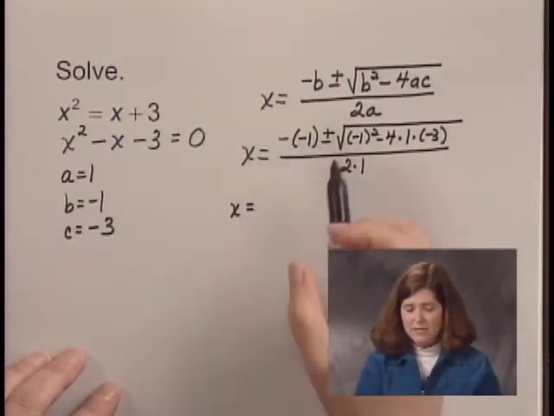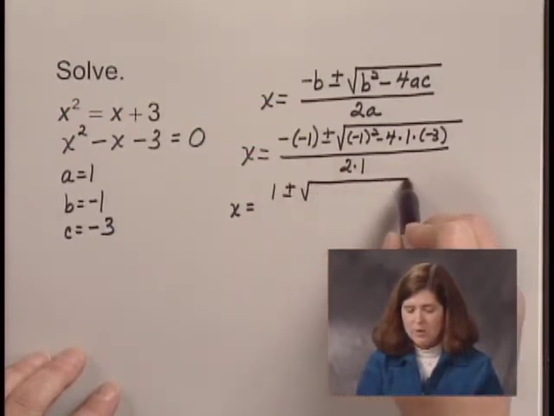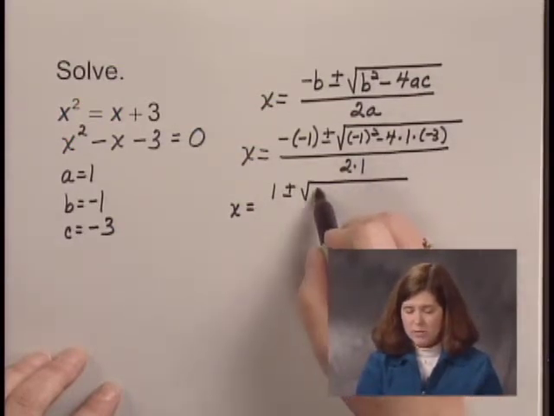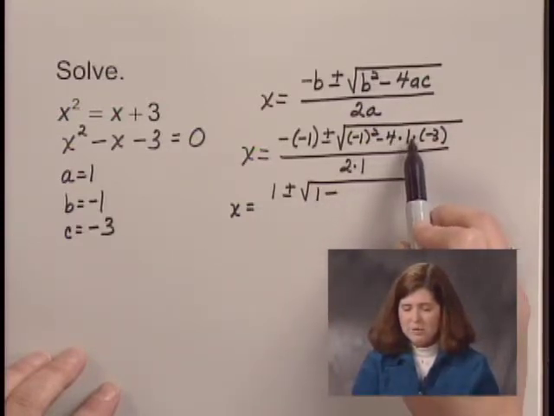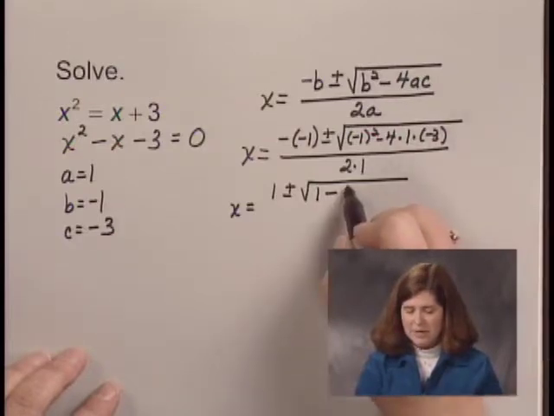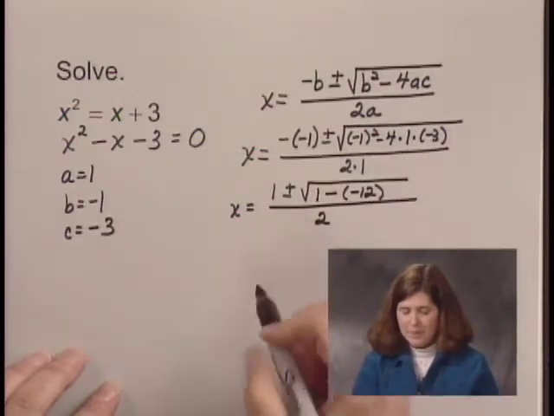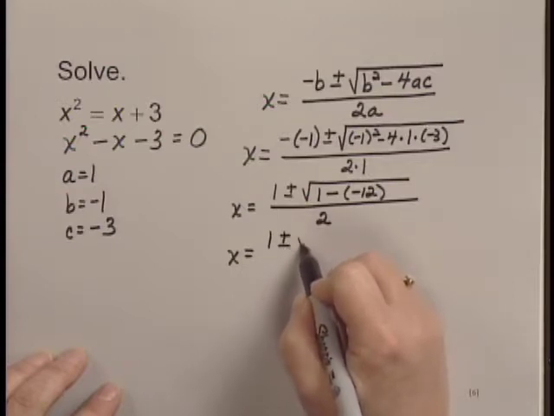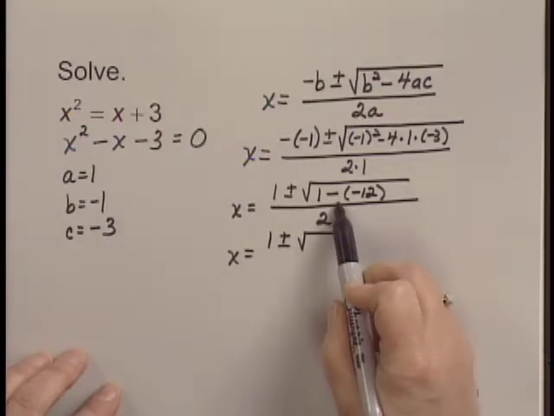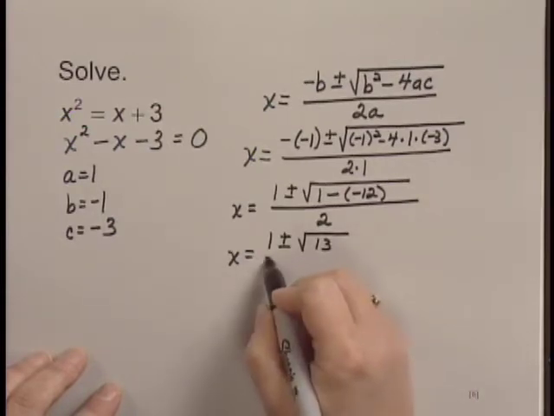The opposite of negative 1 is 1 plus or minus the square root of negative 1 squared is 1 minus 4 times 1 times negative 3 is negative 12. All that is over 2 times 1, or 2. Then we have x equals 1 plus or minus the square root of 1 minus negative 12 is 1 plus 12, or 13, all over 2.